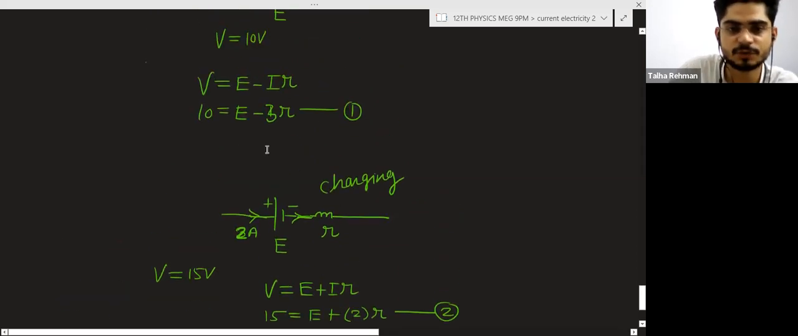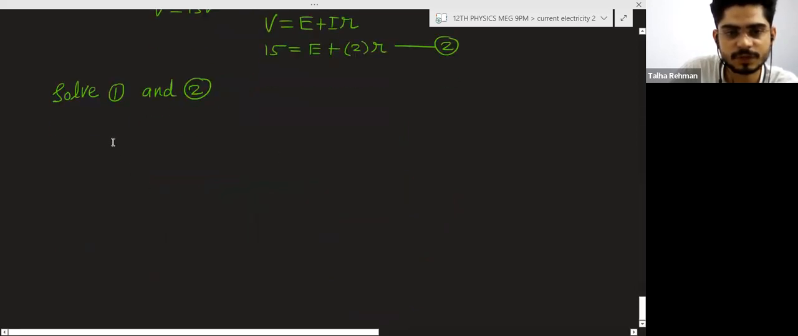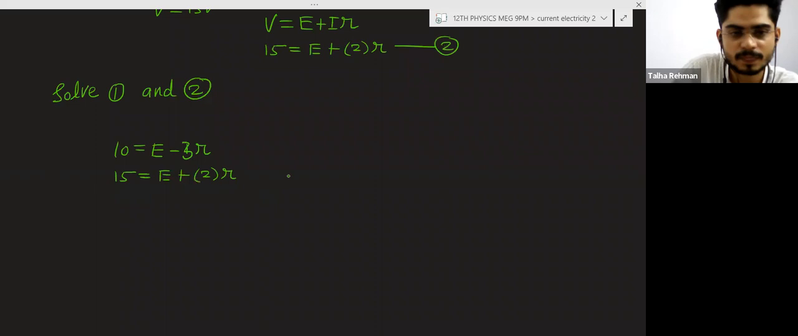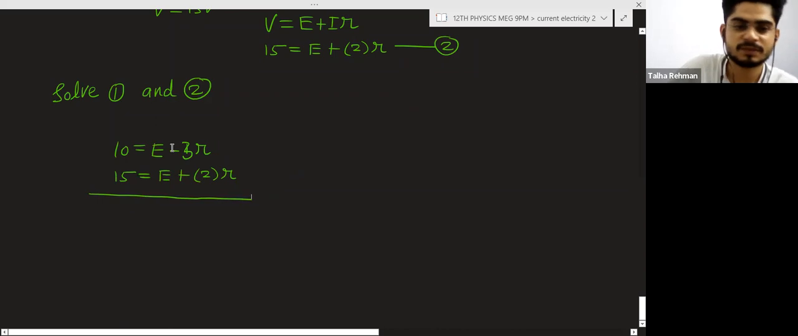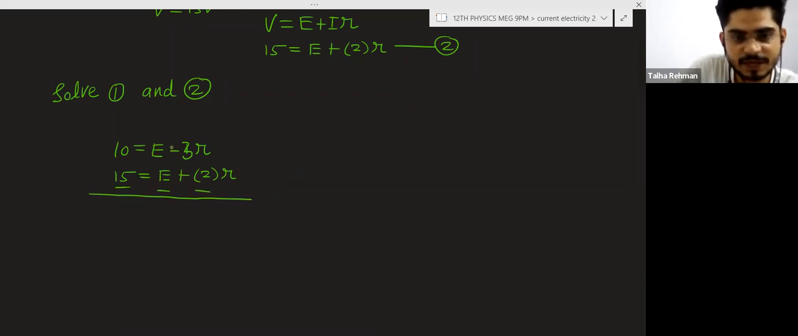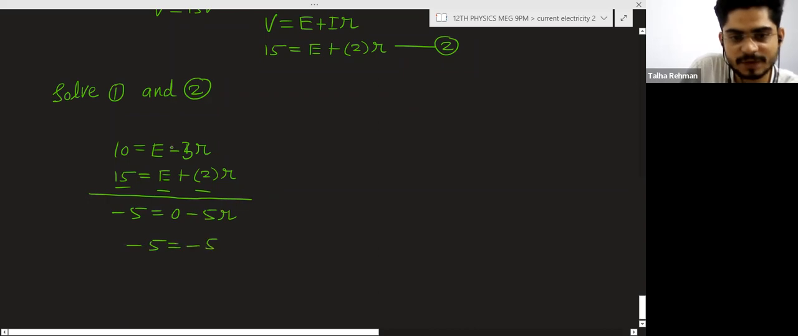Now you can solve equation 1 and 2. This is equation 1. This is equation 2. So can we solve both the equations? Just subtract this equation from this. 10 minus 15 is minus 5. E minus E you will get 0. Here minus 3r minus 2r will become minus 5r. So here minus 5 is equal to minus 5r.